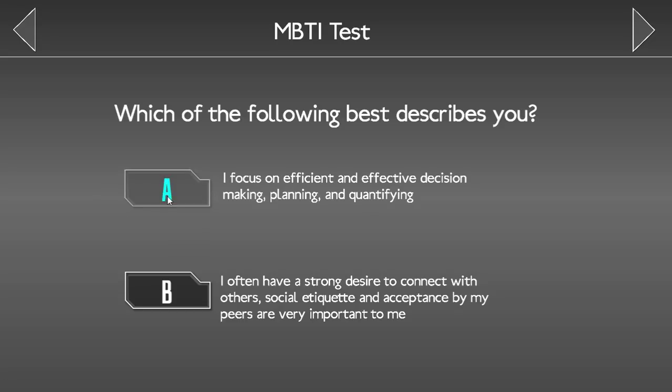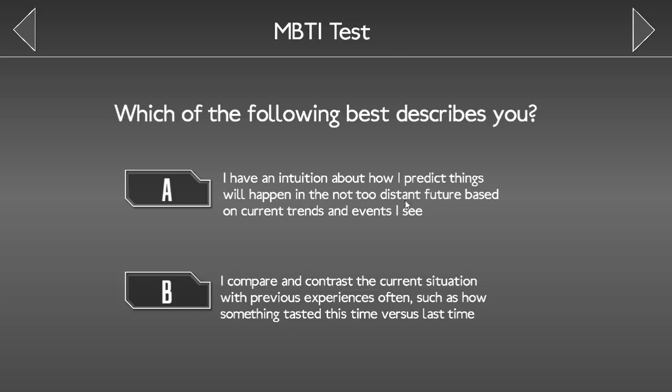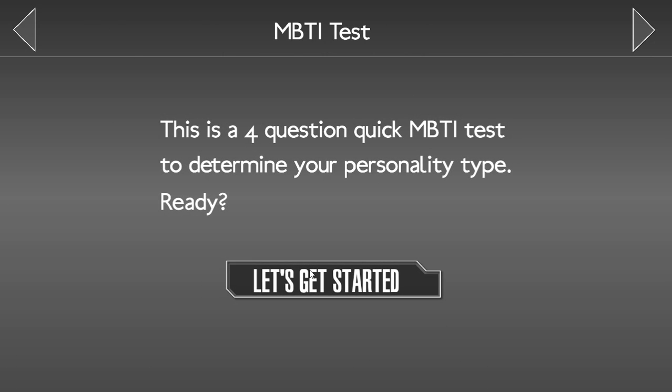Anyway, since I'm doing ENTJ, I'm going to pick TI here, efficient and effective decision making, and NI, intuition about how I predict the future, versus SI, compare and contrast current situation with previous experiences. So that's ENTJ, I'll start over.